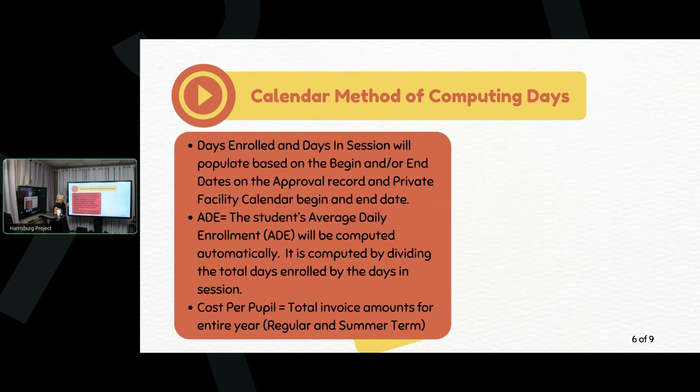The days enrolled and days in session, obviously you're going to fill in. Your ADE field on that claim record will automatically complete as well. It's the days enrolled divided by the days in session, so there's nothing you need to do with that. The cost per pupil is what you will supply. You're going to take the total invoice amounts for the entire year, regular and summer term if it applies. So you're going to look at all of your invoices and add those up.